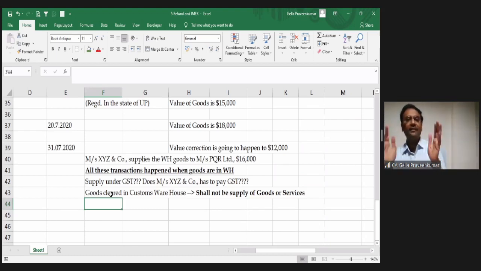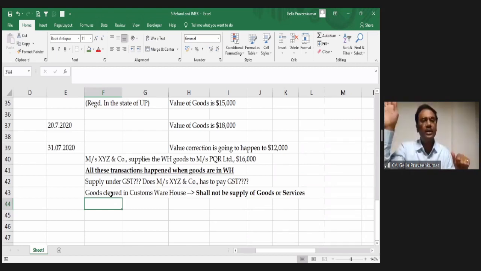It says, when the goods are supplied in the customs premise bonded warehouse, before the goods are taken out of the customs bonded warehouse, it shall not be considered as supply of goods or supply of services. That means to say, no GST is applicable. Sir, is it an exempt supply?